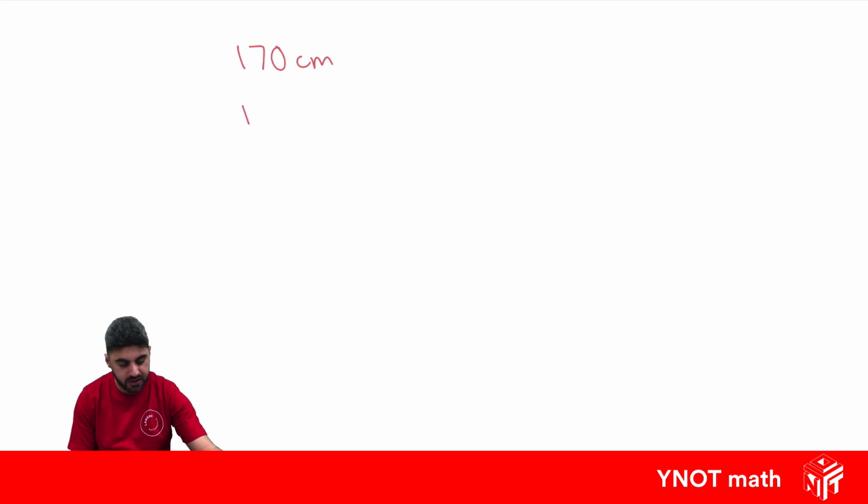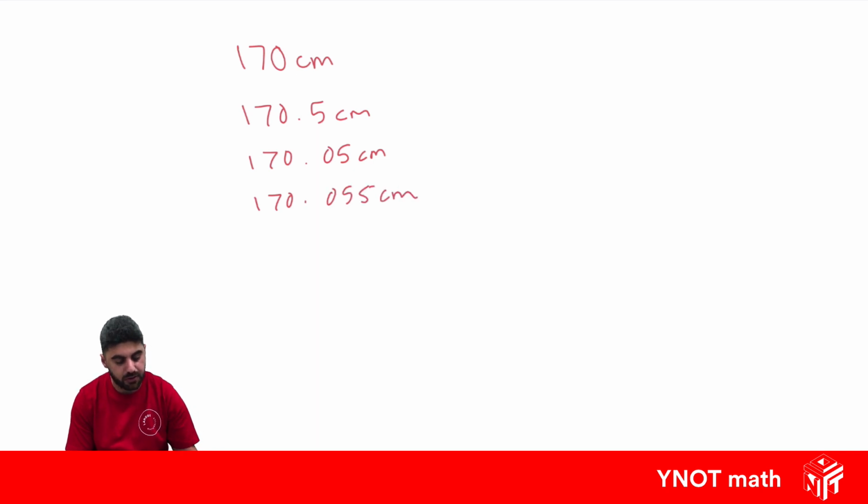I'm 170.5 centimeters tall. 170.05 centimeters tall. 170.055 centimeters tall, and so on. And in the real world, we can only take so many decimal places because we can't measure that accurately.